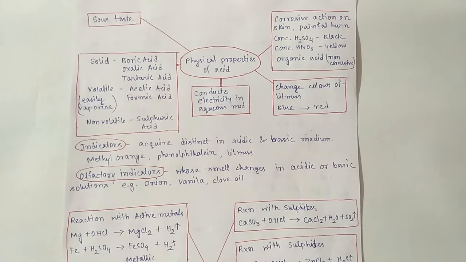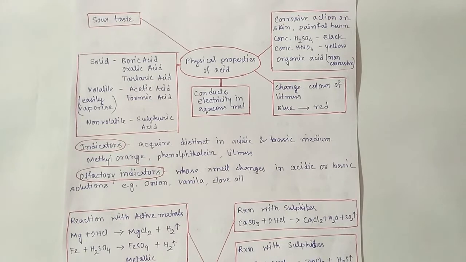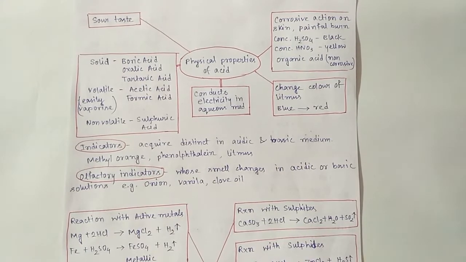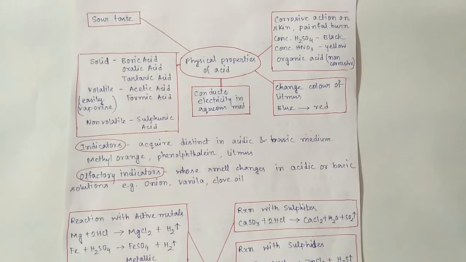They are substances that show distinct colors in acidic and basic medium. For example, your methyl orange, phenolphthalein, litmus. So what is litmus? I have told you how acid can change blue litmus paper into red litmus paper. Acid can also change methyl orange. In acid medium, methyl orange becomes orange to pink, and phenolphthalein remains colorless in acid medium.